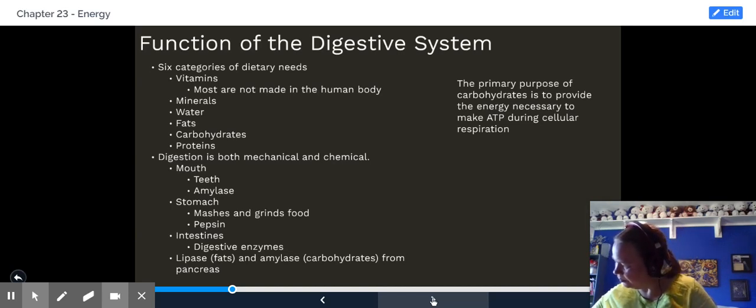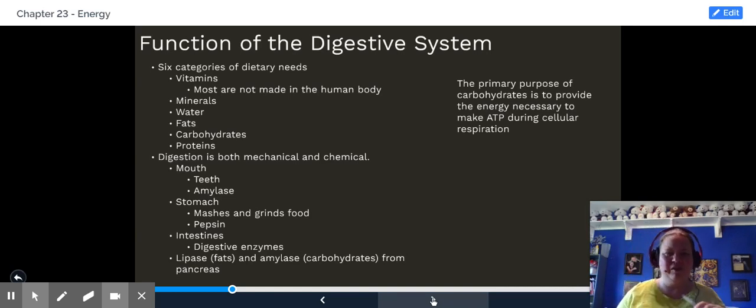Proteins. Proteins make up about 50% of your dry weight. They help with hair, nails, and the matrix of connective tissue, so they're quite important. And remember, their basic building blocks are amino acids. Okay.